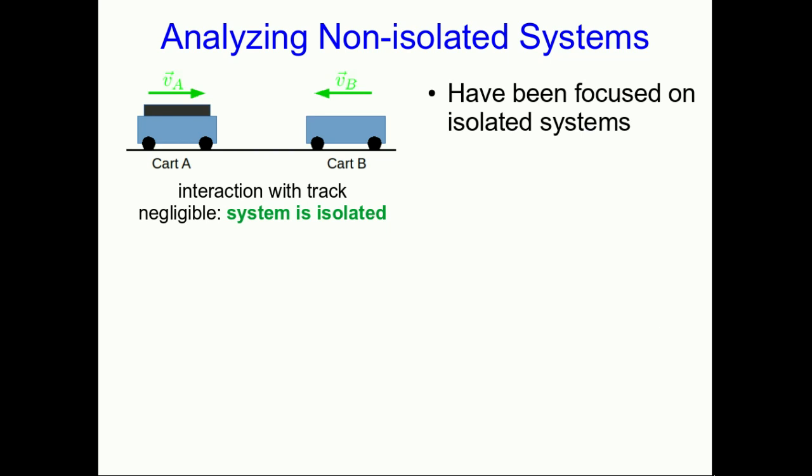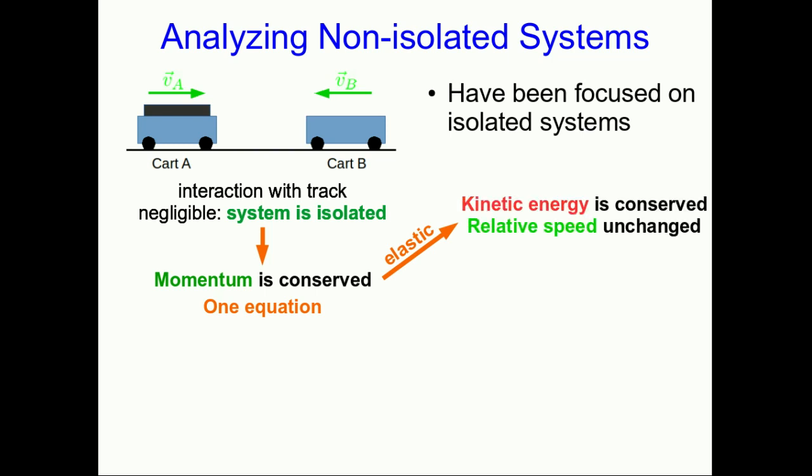Up until now in the course, we've been very focused on isolated systems, and looking at them, we've developed some very powerful methodologies. If we take our typical example of carts colliding on a track, the system is isolated, and so the momentum is conserved, and that gives us an equation. So if there's an unknown, we might be able to solve for it using that equation. If we have more than one unknown, but the collision is elastic, then we can either use the fact that the kinetic energy is conserved or that the relative speed is unchanged. Either way, we have another equation, and we can solve for another unknown.